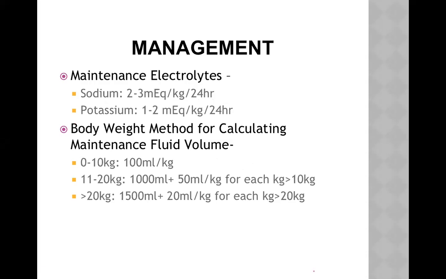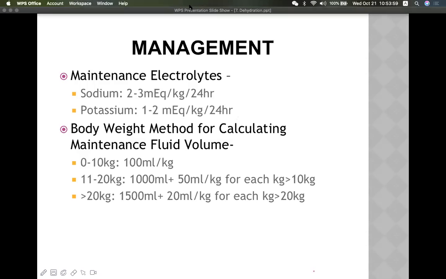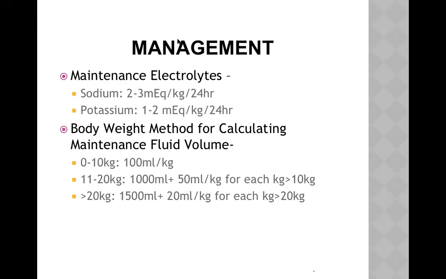Another important point here is we have to take enough electrolytes to maintain the serum electrolytes at normal level, and this is the requirement of sodium and potassium in 24 hours. Sodium is 2 to 3 milliequivalent per kg per 24 hours, and potassium is half of that, 1 to 2 milliequivalent per kg in 24 hours. So these are the requirements. If we take a balanced diet, we don't need to worry about the intake of sodium and potassium. They are already there. Balanced diet is the important concept here.